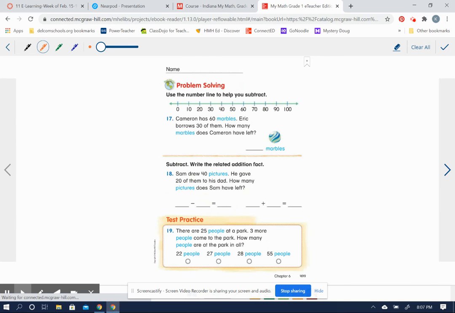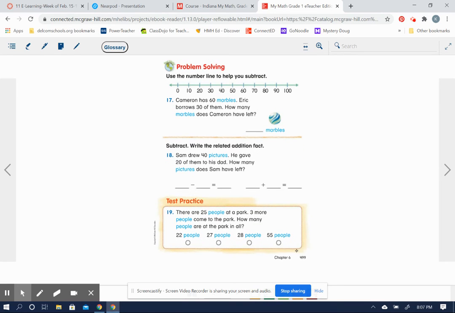All right, we're going to do one more page to practice together, and then I'm going to have you do some practice on your own. All right, so we're going to use a number line to solve this story problem. Cameron has 60 marbles. Eric borrows 30 of them. How many marbles does Cameron have left?